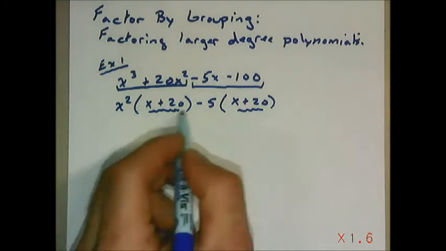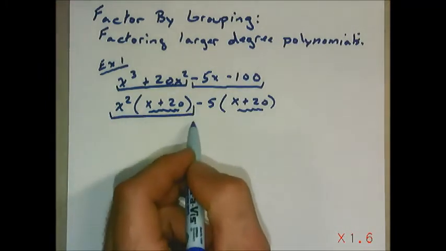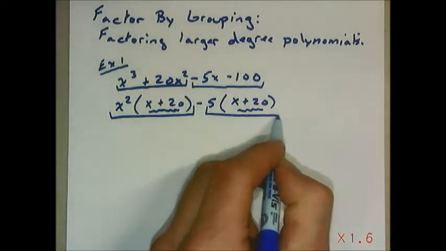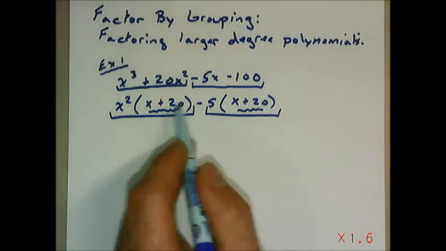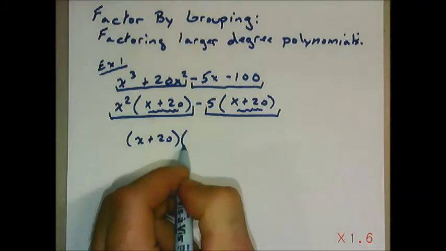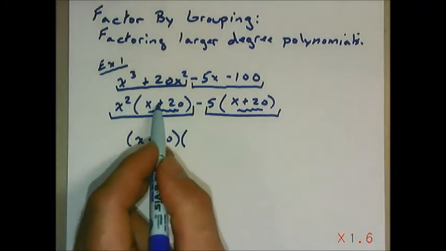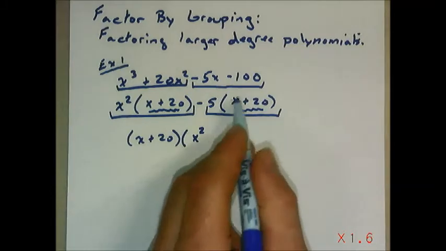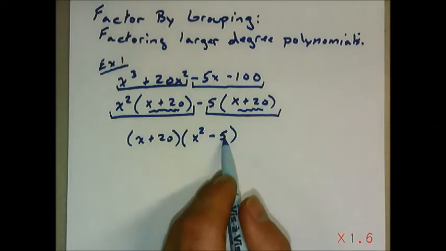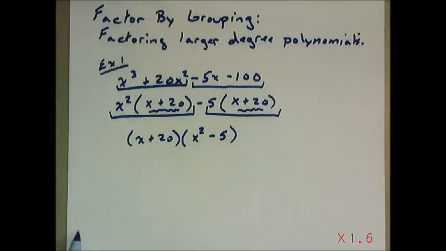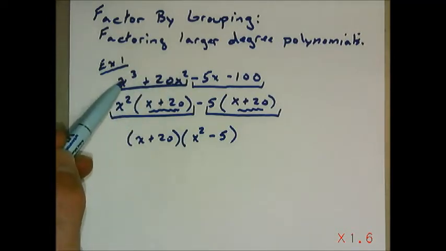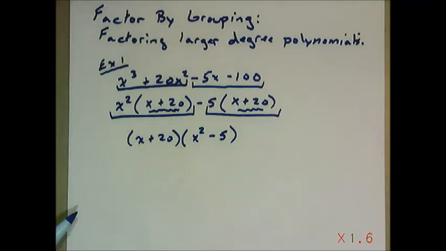Our greatest common factor between these 2 terms, remember we separate terms with a plus or minus sign, so here's our first term, here's our second term. The factor in common is x plus 20. If I divide this term by x plus 20, I'm left with x squared, and on this side, I'm left with a minus 5. We can't factor x squared minus 5, so this is our completed factorization. Notice we grouped up here in order to be able to factor completely down here.